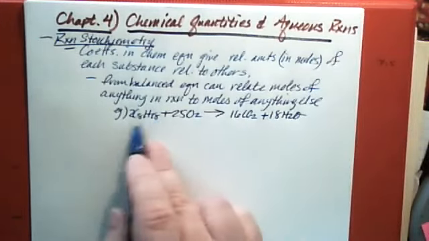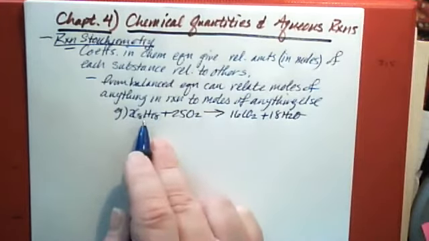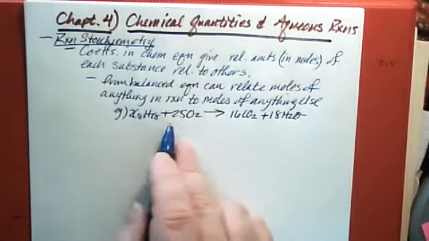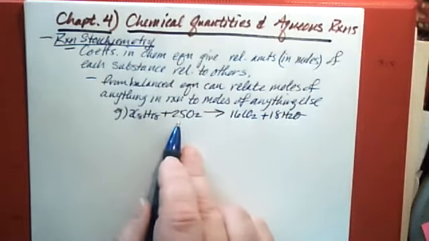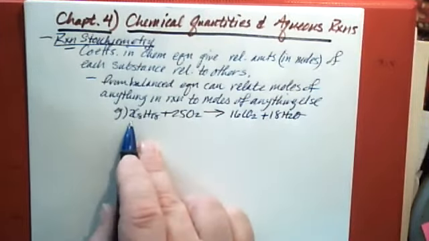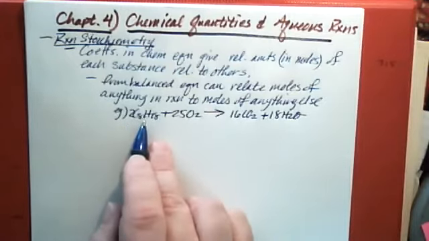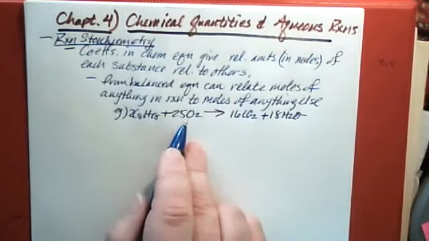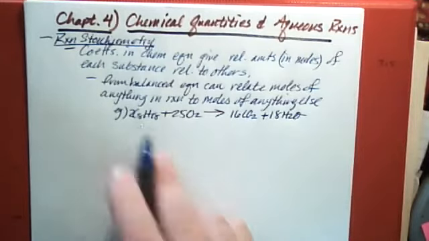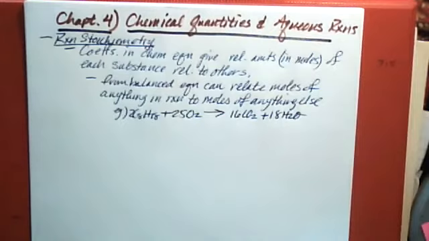For every 2 moles of octane you burn, you need 25 moles of O2. So that means that the amount of oxygen you need is 25 over 2 compared to the moles of octane. Or in other words, you need 12 and a half times as many moles of oxygen as you do octane, and so on and so on and so on.